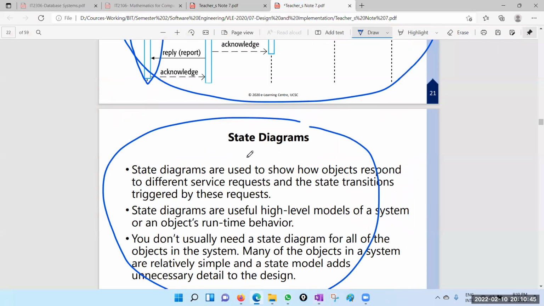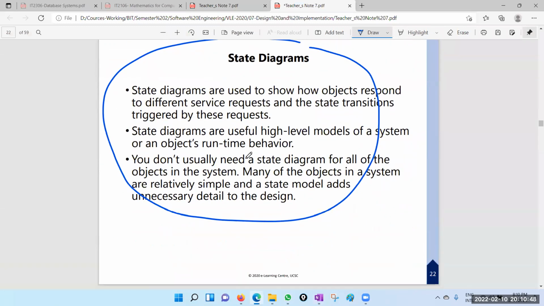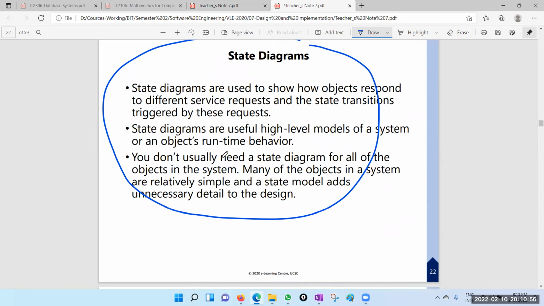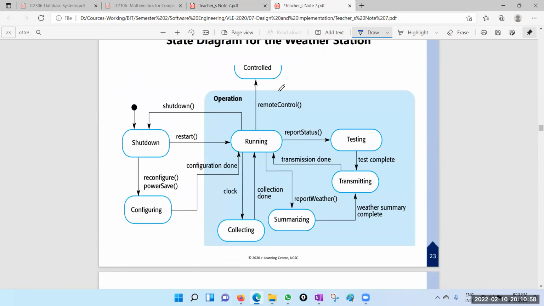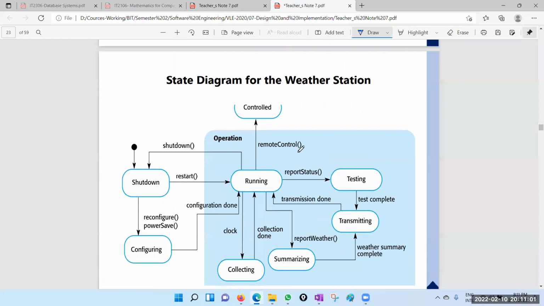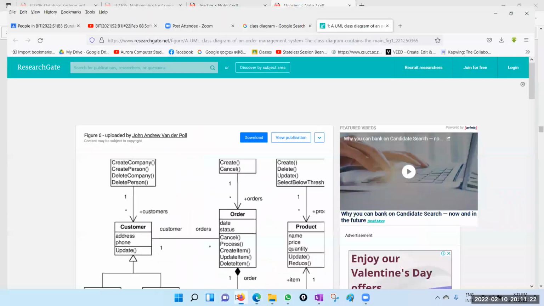State diagrams show what states a particular type of object can go through, and which events are going to trigger those state transitions. So it's something like this. But this is not a very complete diagram. This is just to give you some idea, and you can see it can go from running to testing, etc. Collecting, blah blah. This is a very complicated diagram, right? State transition diagrams are not that complicated.